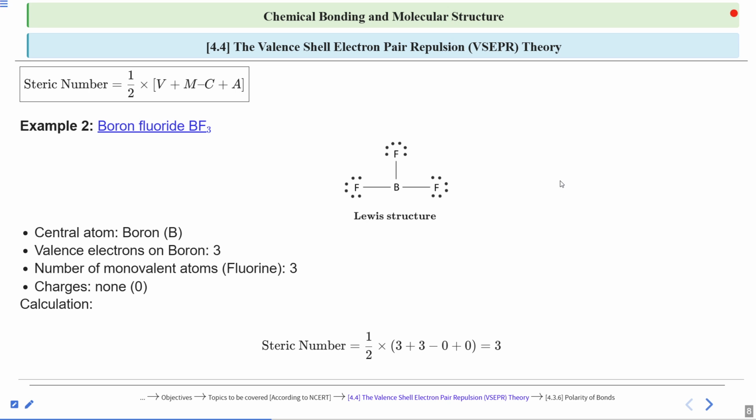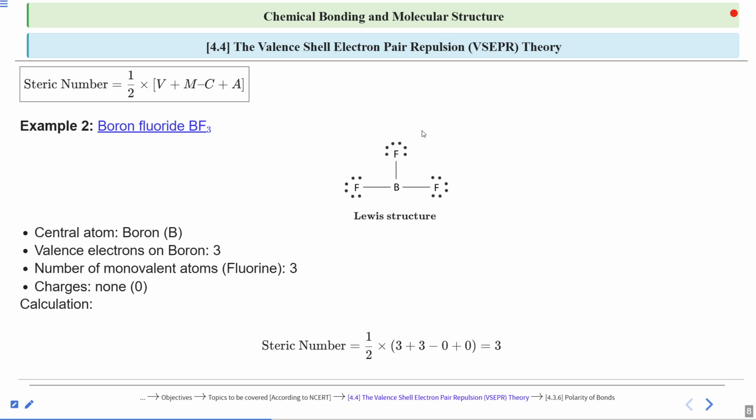So why are we saying that the monovalent atom is 3? Because if you look at fluorine, it is a monovalent one. And why is it a monovalent one? Because it needs 1 electron to complete its octet. So it is a monovalent atom. A is the anionic charge, C is the cationic charge. Okay, so there are no charges on it. Cationic means positive charges and anionic means negative charges. Since the charge is 0, we are taking both of these values as 0. I hope this is clear to you.